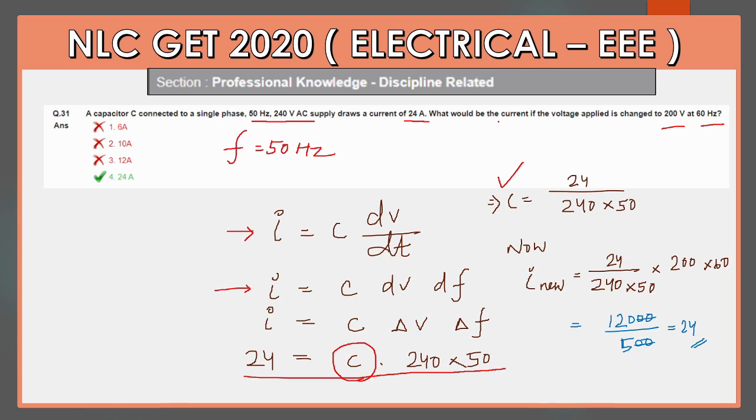Now it is asking what is the current, meaning the I new value. So if you again write I new equal to C V new F new, and put all the values here, you will get 24. So the last option is the right answer.